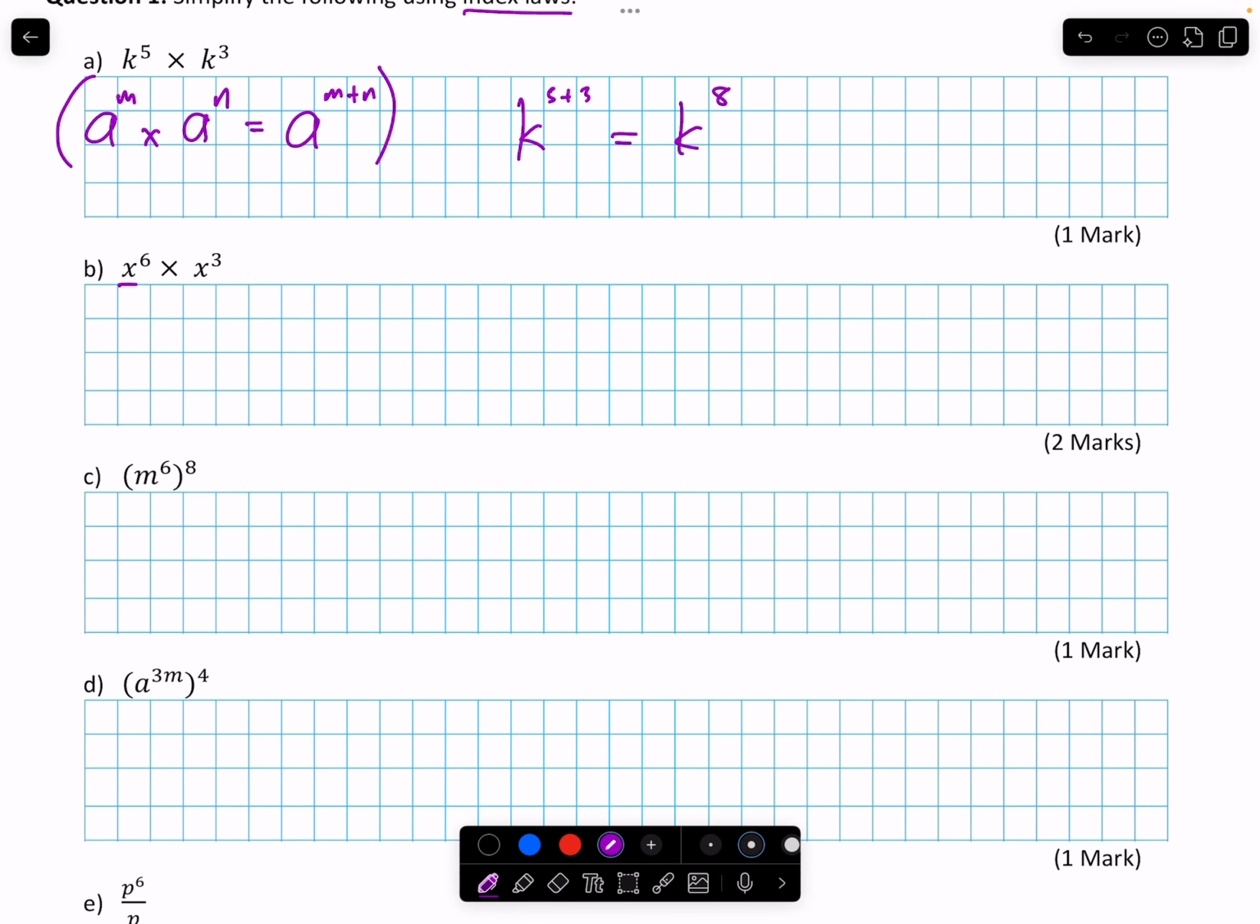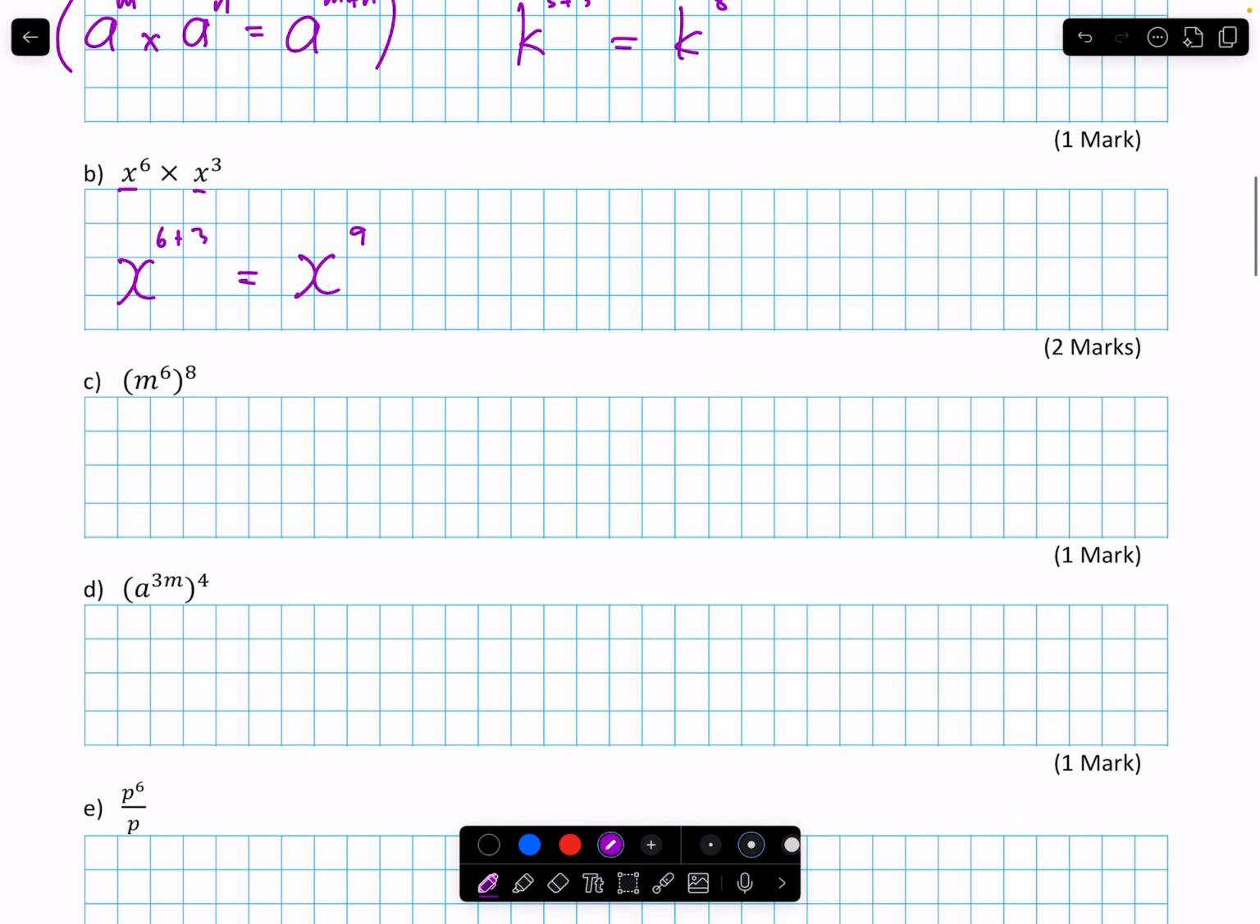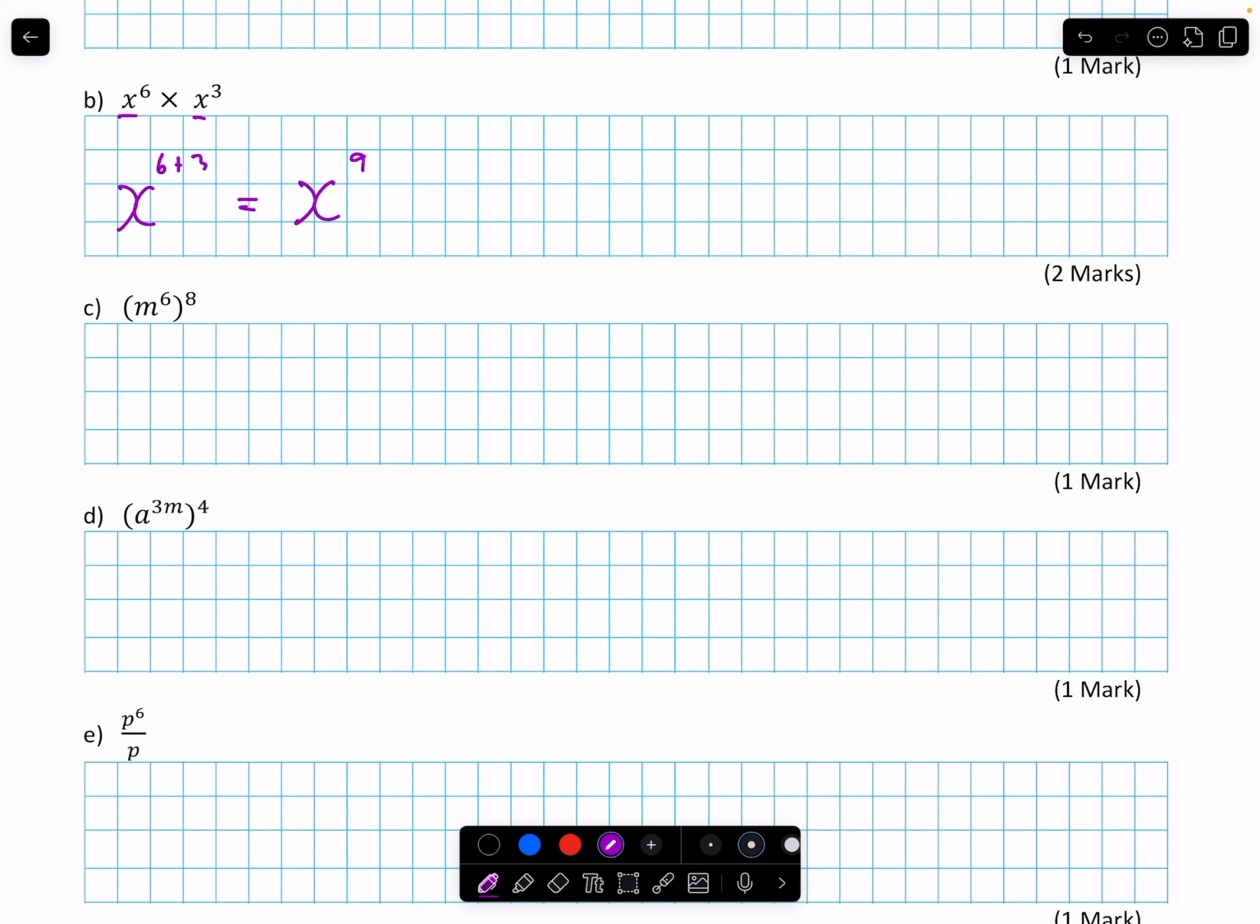Here we have the same thing: same base number, different powers, timesing them together. So your answer is going to be x to the power of 6 plus 3, which is x to the 9. Next, m to the 6, and then all of that to the 8. The law that you were given was a to the m, all to the power of n. And what did you do with the powers? It's going to be a to the m times n. So your answer is m to the power of 6 times 8. It's not 42, that's 48.